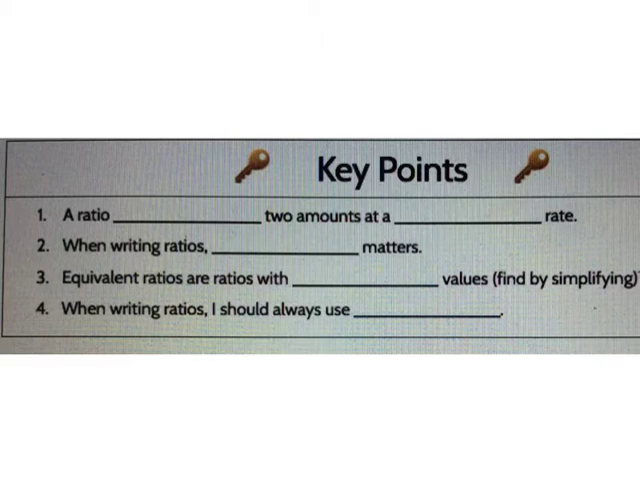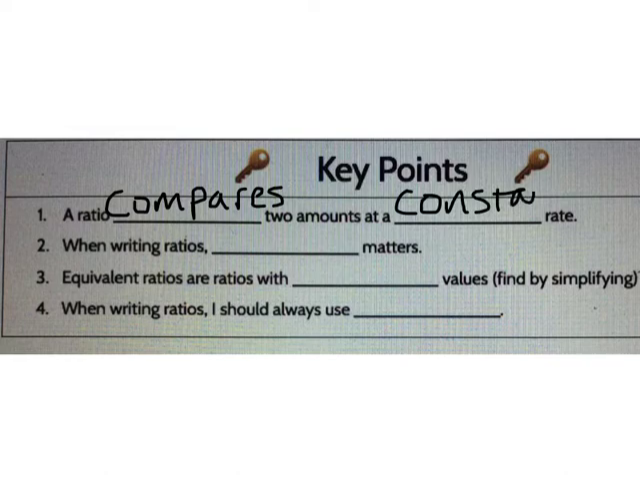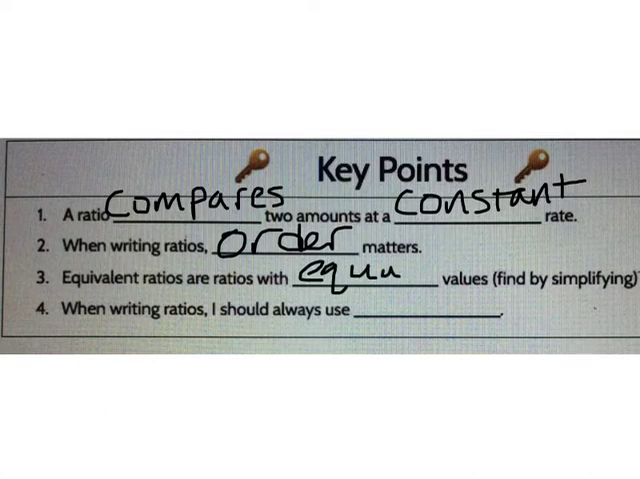Here are our key points for today. A ratio compares two amounts at a constant rate. When writing ratios, order matters, so you can't have a number that's flipped around. Equivalent ratios are ratios with equal values. The way that we find this is that we simplify.